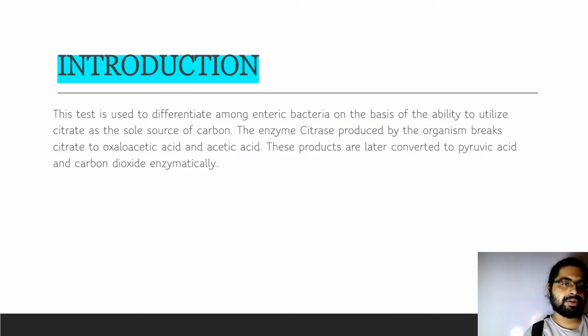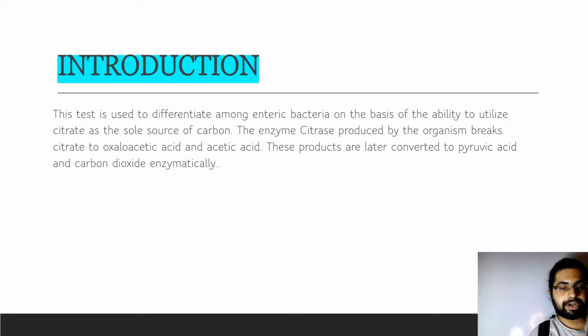This test is used to differentiate among enteric bacteria on the basis of their ability to utilize citrate as the sole source of carbon. The enzyme citrase produced by the organism breaks citrate to oxaloacetic acid and acetic acid, and these products are later converted to pyruvic acid and carbon dioxide enzymatically.